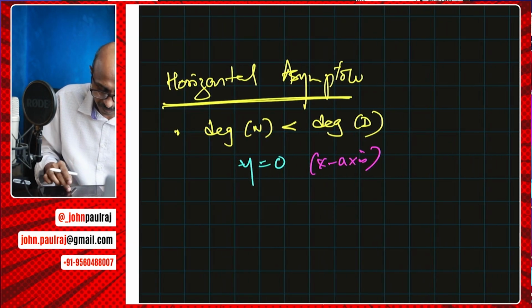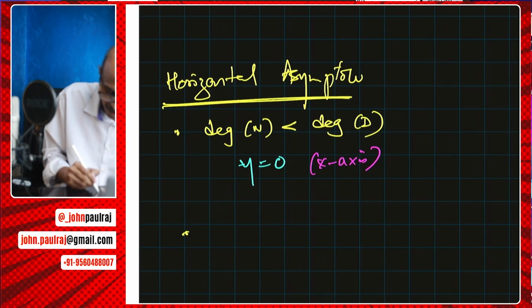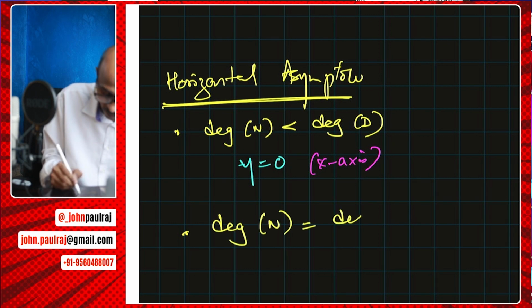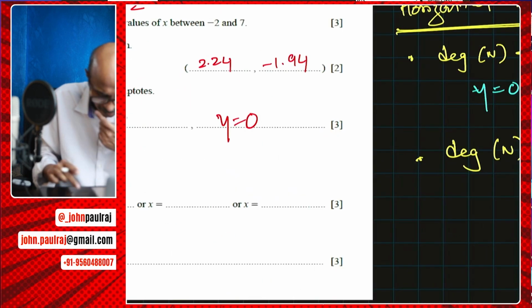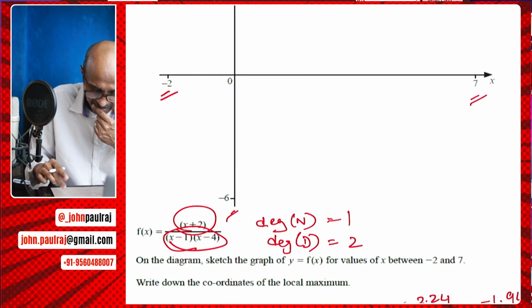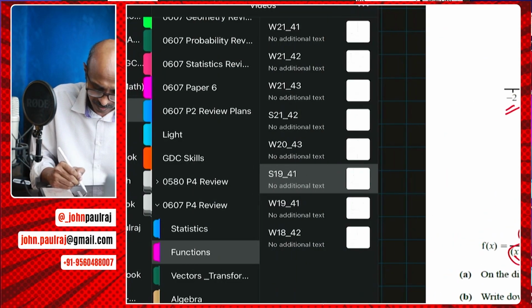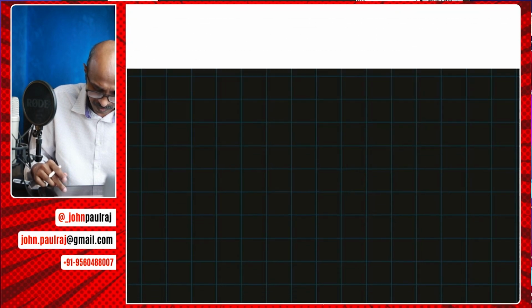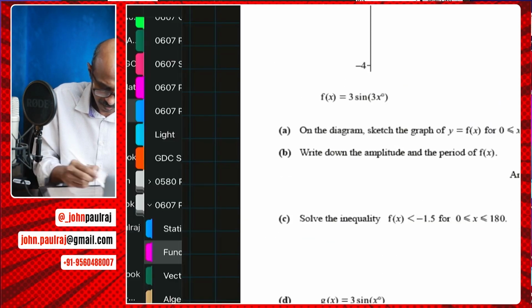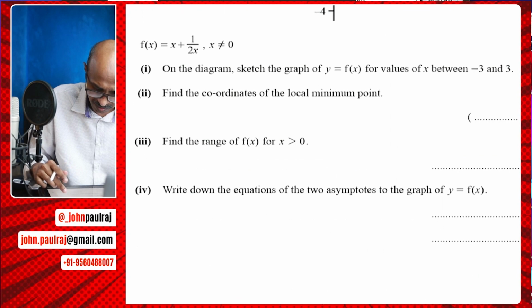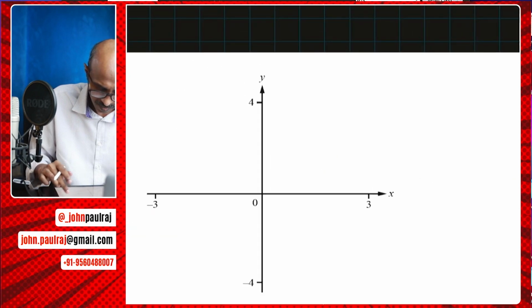On the other hand, if you have the case where the degree of the numerator is equal to the degree of the denominator, I think there has been a question somewhere. Let me just check. Did I put it here? One sec. Not here either. Somewhere there was something like that, yeah. I can't remember.